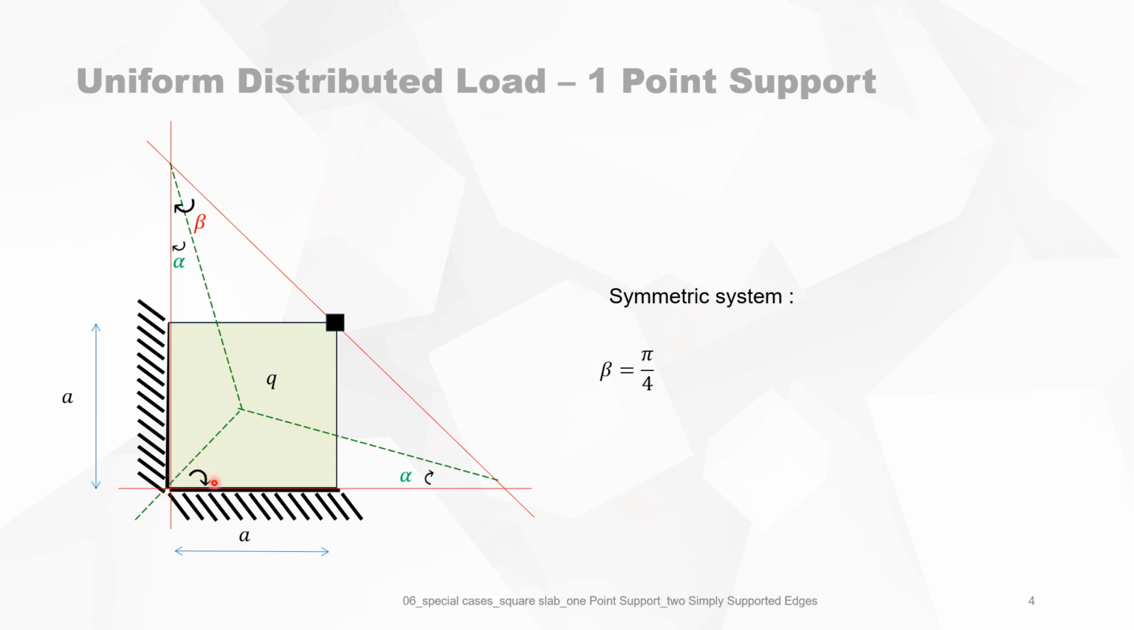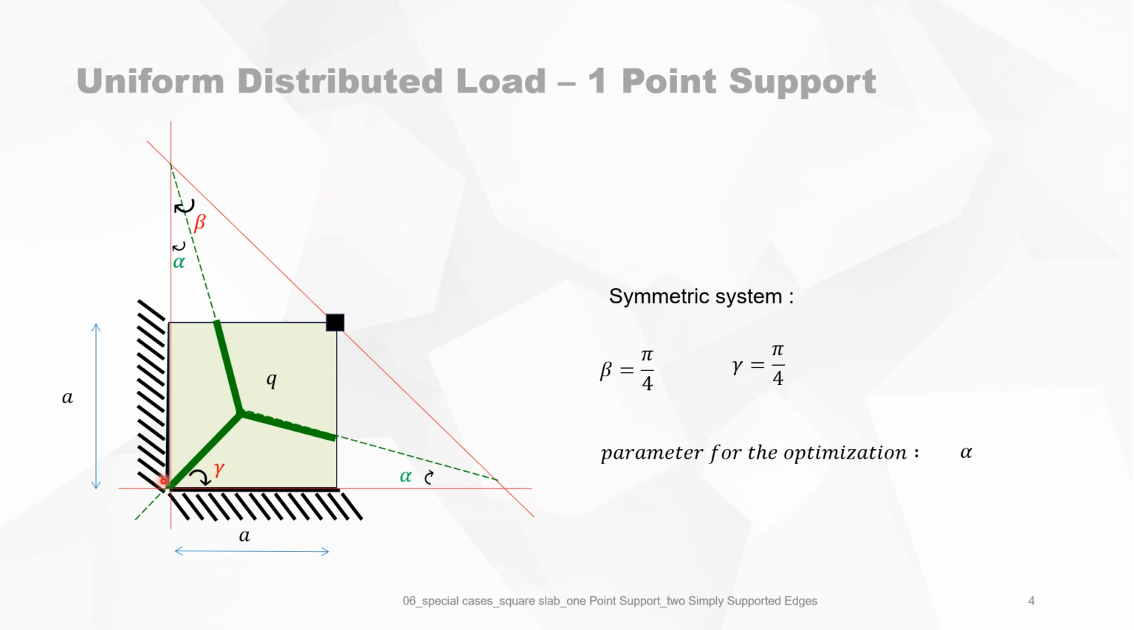And the same happens here. This angle is also 45 degrees. The yield line starts at the intersection of the rotation axes. So this is one yield line, this is the second. The yield line stops at the edge of the slab, and this is the third yield line. So the angle gamma is 45 degrees because of the symmetry.